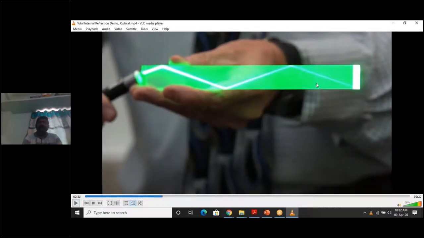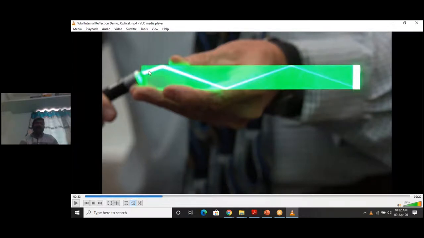Yes, you see this is a glass. This is a denser medium and the outside is water, air medium. This is the rarer medium. Here total internal reflection will take place. This is a laser, and this laser is focused inside the glass medium, the denser medium.